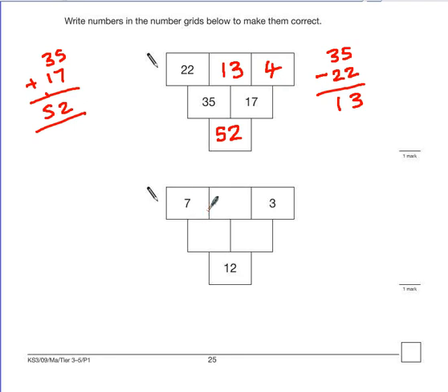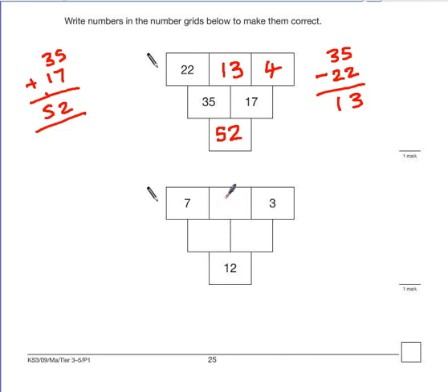Now for the second one, this is a little trickier. We have 7 add something equals, oh, we have no answer there, and then that same number add 3. No, we haven't got anything that we need. So this is a little bit of a problem. Now at the moment we could see that if we did 7 add 3 is 10, which means we're missing 2. And that 2's got to come from somewhere.